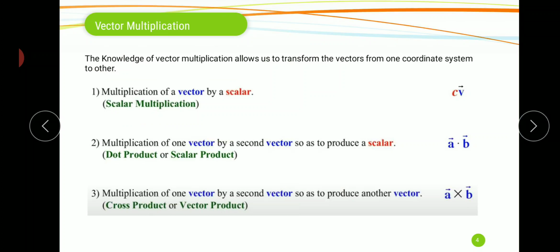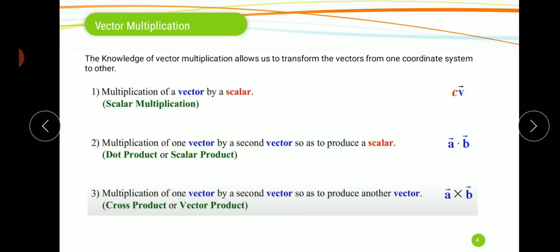And next we discuss vector multiplications. In vector multiplications, there are three types. Here one is vector multiplied by scalar. When you observe the equation C V bar, above the C there is no bar, that means there is no direction representation. Simply C means it is a scalar quantity. Above the V there is a bar, which means it is a vector quantity. So vector multiplications exist in three cases.